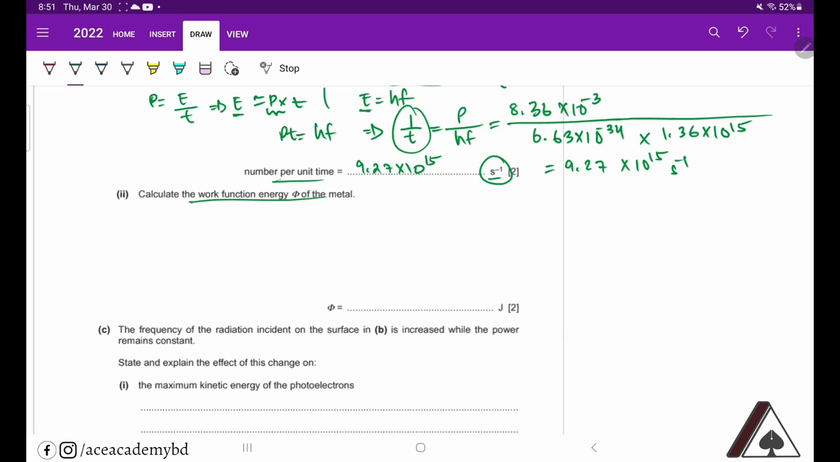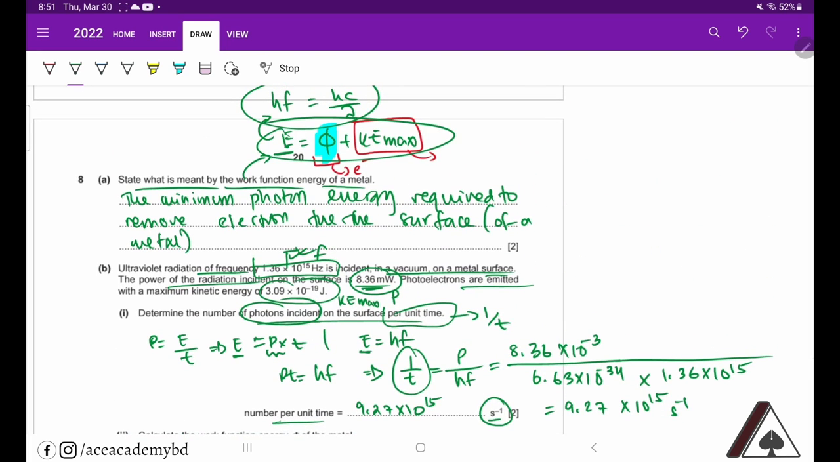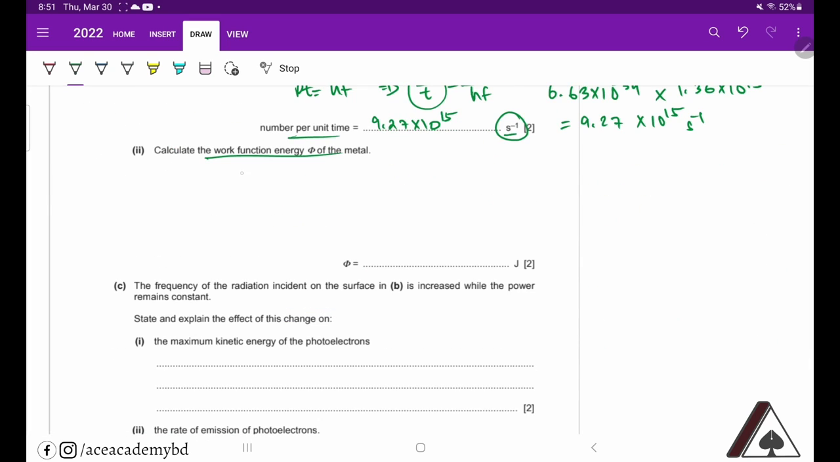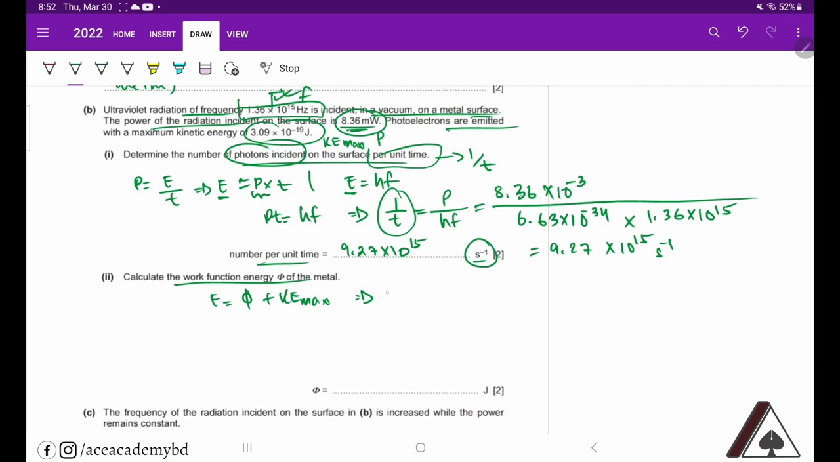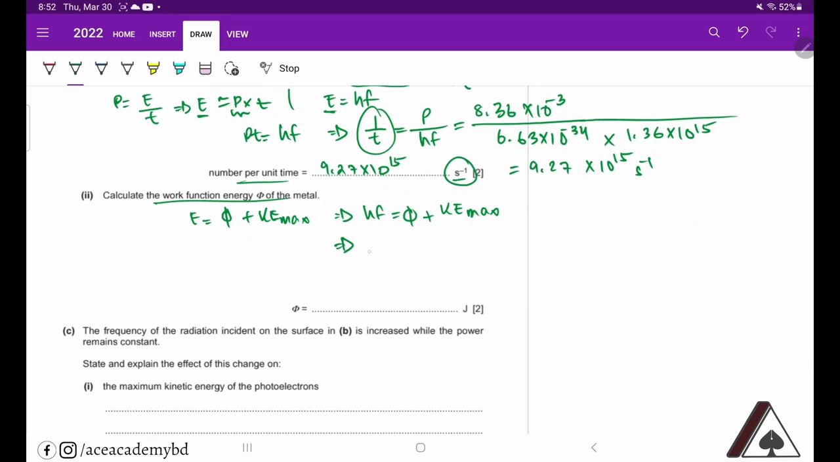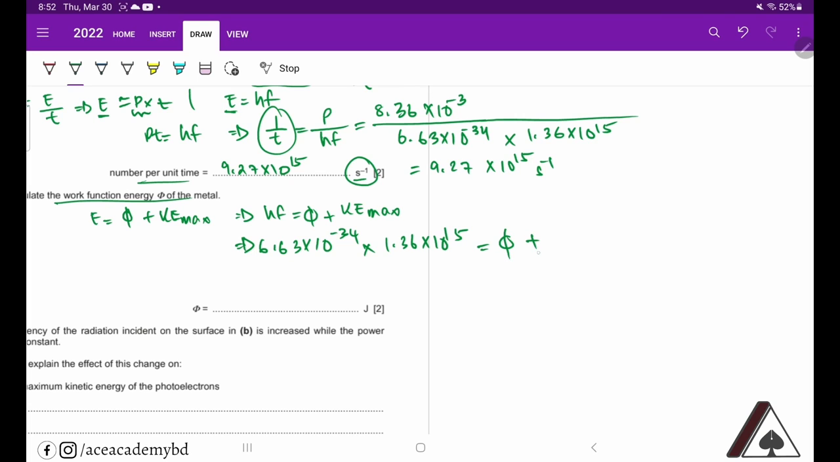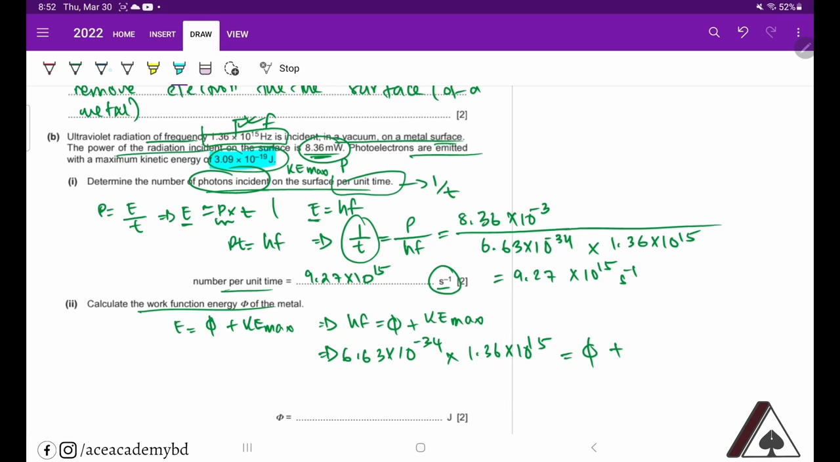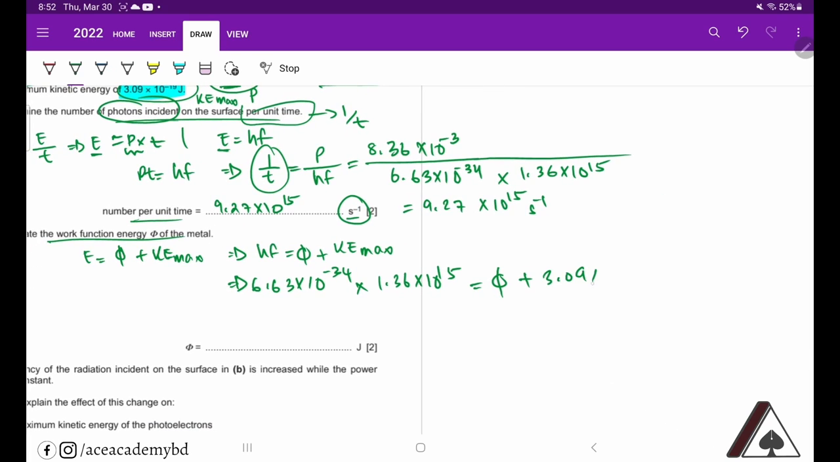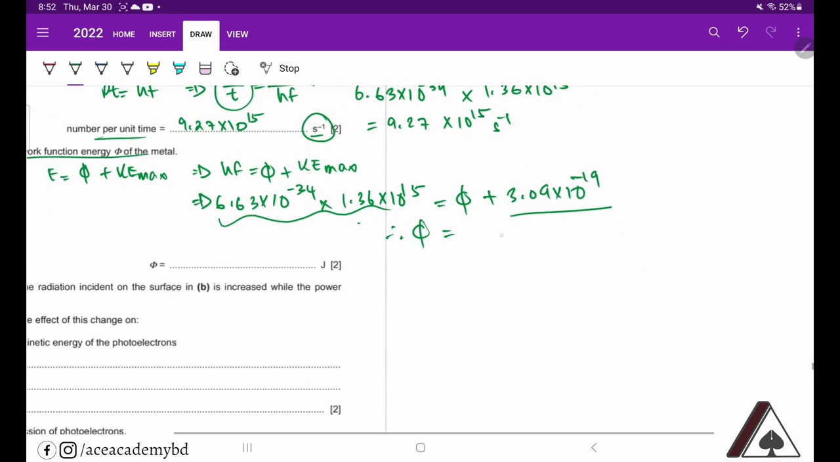Next, it says calculate the work function energy phi. So once again, we can use the equation from here. This is our main equation, since the maximum kinetic energy is also given. So you can write E equals work function plus K max. Over here, the energy can be written as hf equals work function plus maximum kinetic energy. Our h has a value of 6.63 × 10⁻¹⁴, and frequency they have given us as 1.36 × 10⁻¹⁵. Our work function is what we need to find out, and the maximum kinetic energy is given as 3.09 × 10⁻¹⁹ joules. Now, if we subtract this value from this, then we're going to get a work function value of 5.93 × 10⁻¹⁹ joules.